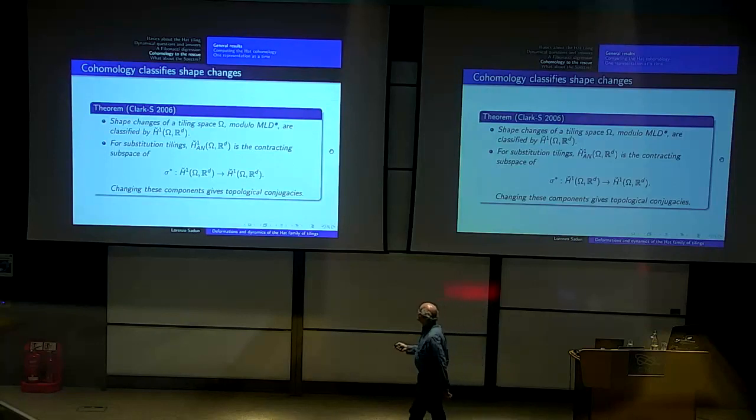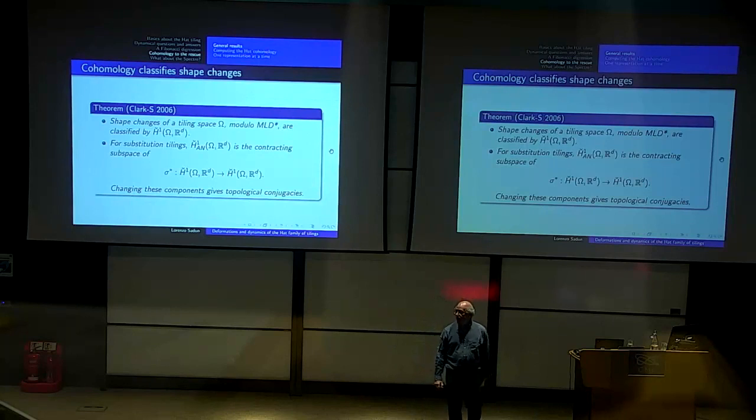I like this. And so you have this theorem that Alex Clark and I proved back in 2006 that says that if you want to take any tiling space and you want to understand what are all the possible shape changes up to local equivalence, MLD is just mutual local derivability, and MLD star is MLD that preserves the combinatorics. Things up to local changes are classified by cohomology. What cohomology? Well, it's the Cech cohomology with values in R^d. Now, you're still not running from the room.